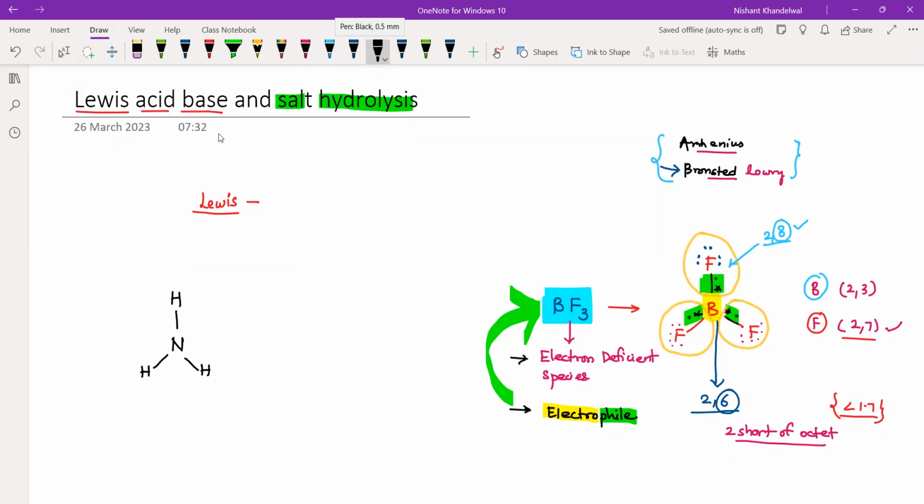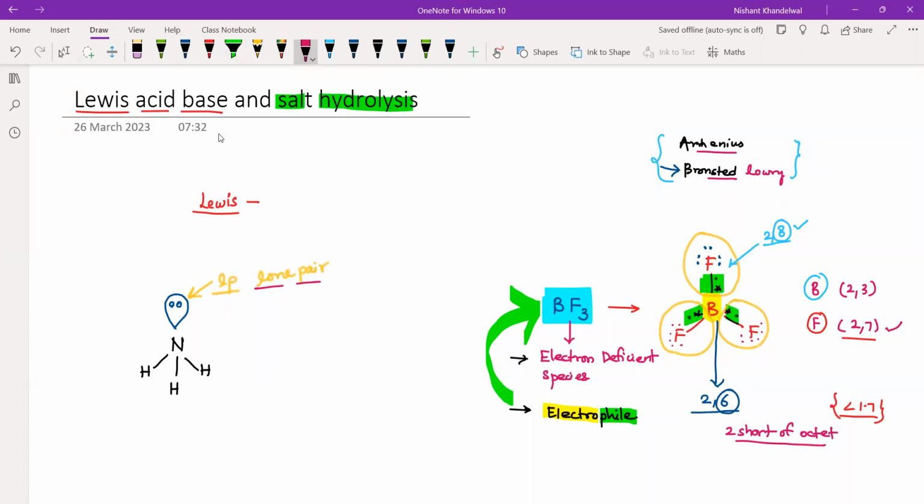Ammonia does not have a flat structure like this; it has a pyramidal structure. We have to draw it like this. Why? Because it also has a lone pair. And what are lone pairs? Lone pairs are electron pairs that are not involved in bonding. This is a lone pair, which is not involved in bonding. I hope you know this.